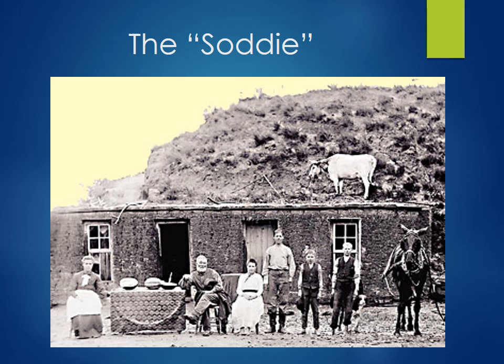Another problem you had in the Great Plains was there weren't a lot of trees available for lumber to build your houses, so people built their houses out of the sod. They would cut bricks of sod out of the land and then build their houses. If you look really closely at this picture, a very famous picture from that era, those are bricks of sod, dirt basically, that this house is built out of. And you can see that, yes, that is a cow up on top of the roof eating from the grass and things that have grown out of the sod.